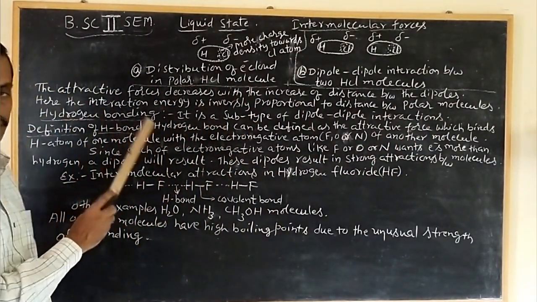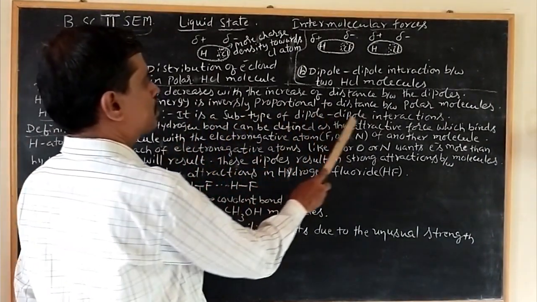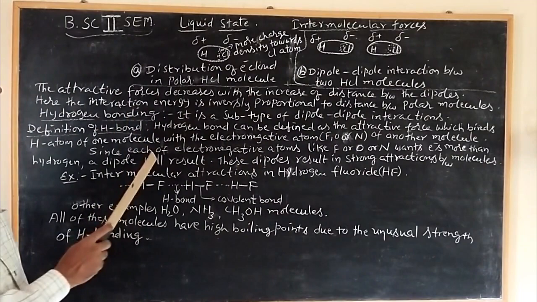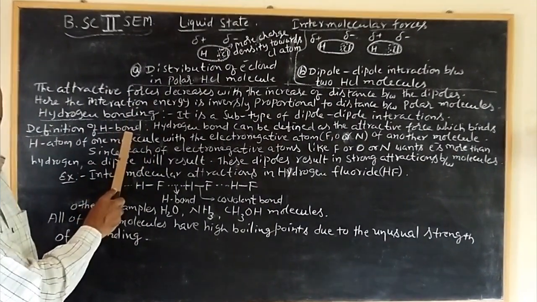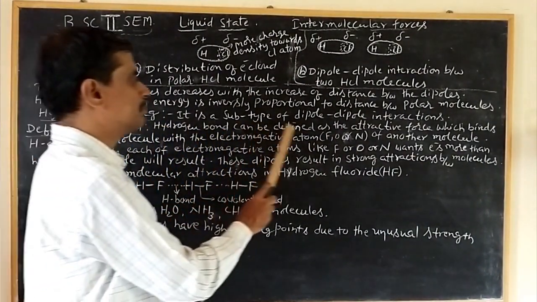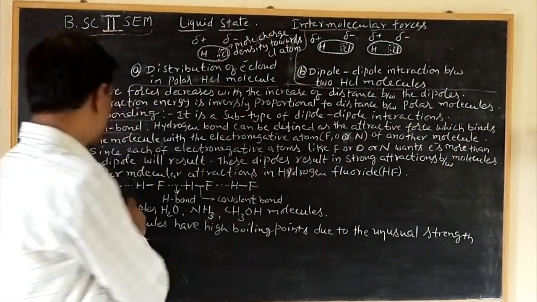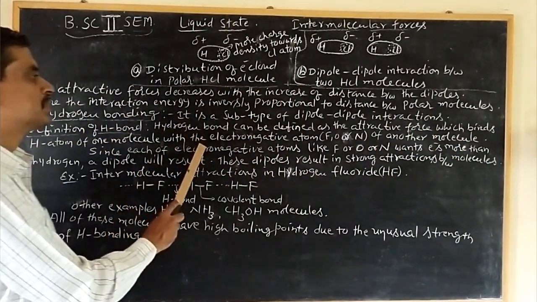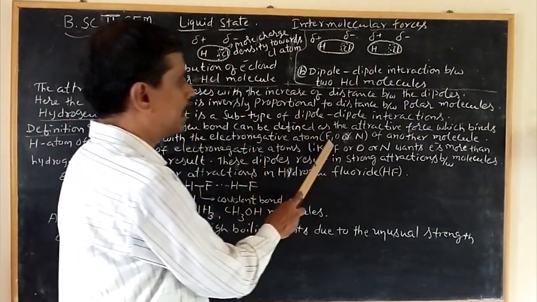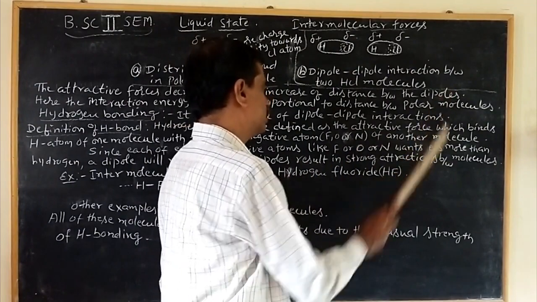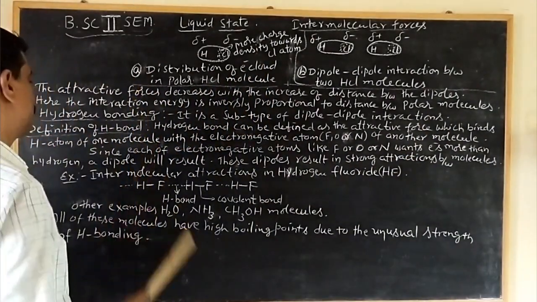Another is under the same subtype of dipole-dipole interactions. It is hydrogen bonding. First we have to know the definition of this hydrogen bond. What is this hydrogen bond? Hydrogen bond can be defined as the attractive force which binds hydrogen atom of one molecule with the electronegative atom, either fluorine or oxygen or nitrogen, of another molecule. This is called the hydrogen bond.